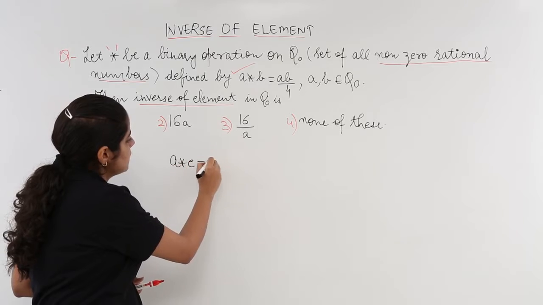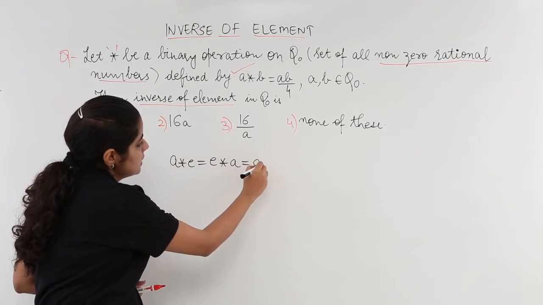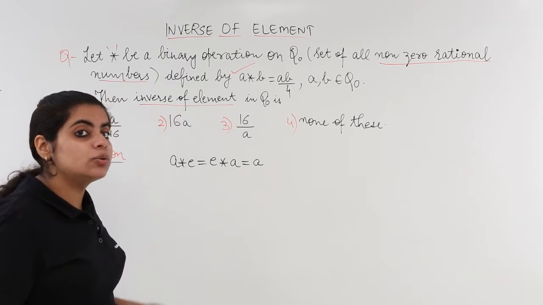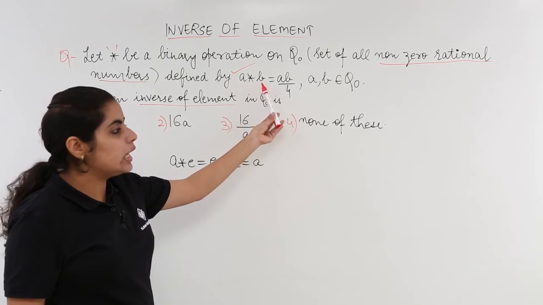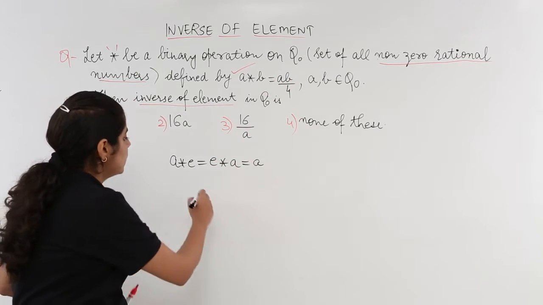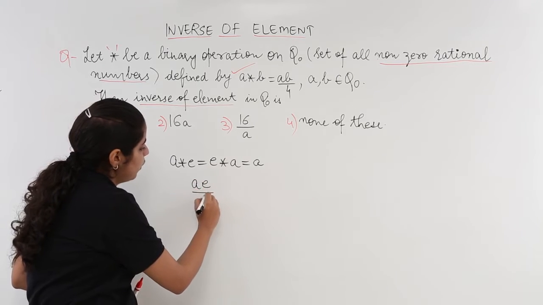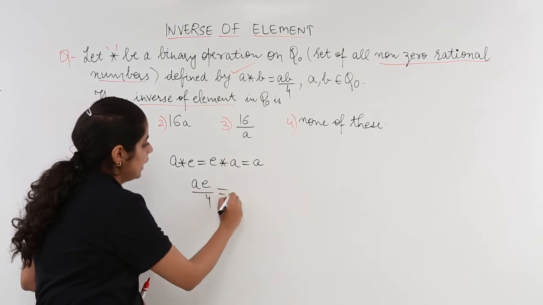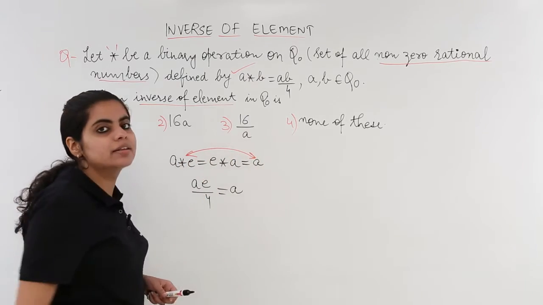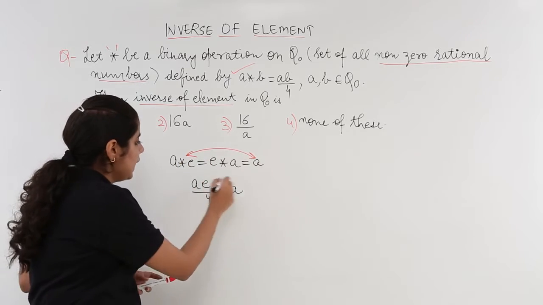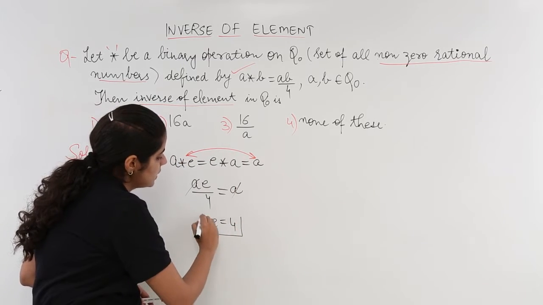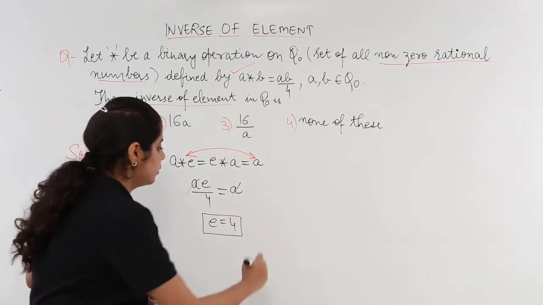I know the formula A star E is equal to E star A is equal to A. This formula is of the identity element. Now according to the relation given to me, the binary operation of 2 elements is first multiplied by second upon 4. So it is first multiplied by second upon 4 and here A remains as it is. We are taking up first and third at a time. Now A and A get cancelled. So I have E is equal to 4. What is E? E is the identity element.